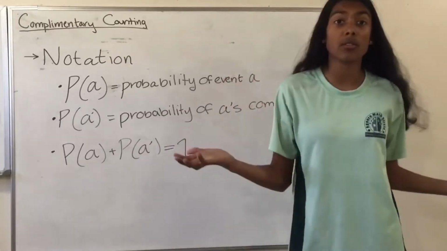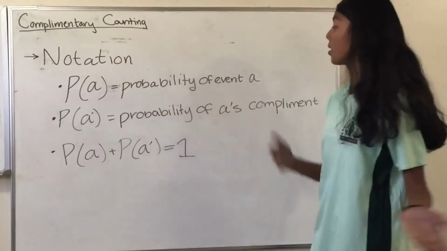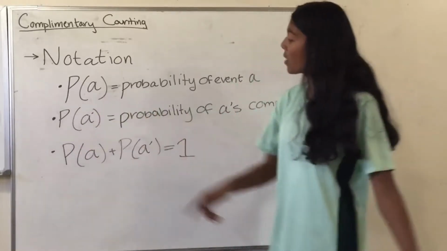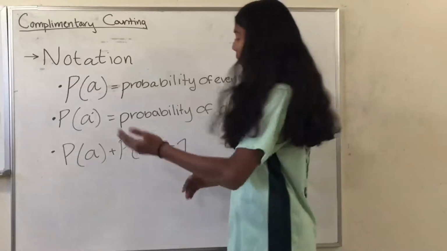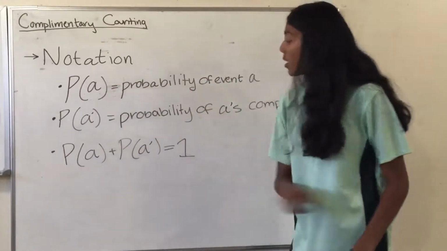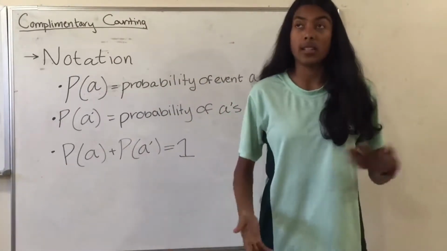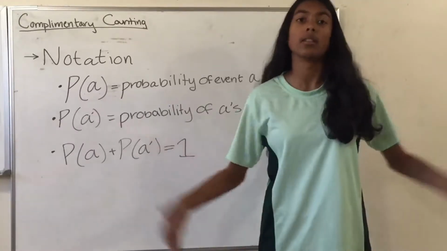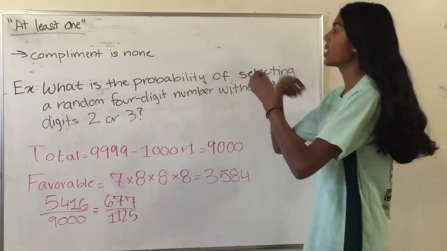So let's go over some notation. P of A is the probability of event A. P of A prime is the probability of A's complement, or that can be inverse. And one thing that you notice about the 2 is when you add these 2 up, you get 1, because all the probabilities of an event added up equal 1. Because it has to happen. And yeah, our last topic of today is at least 1.